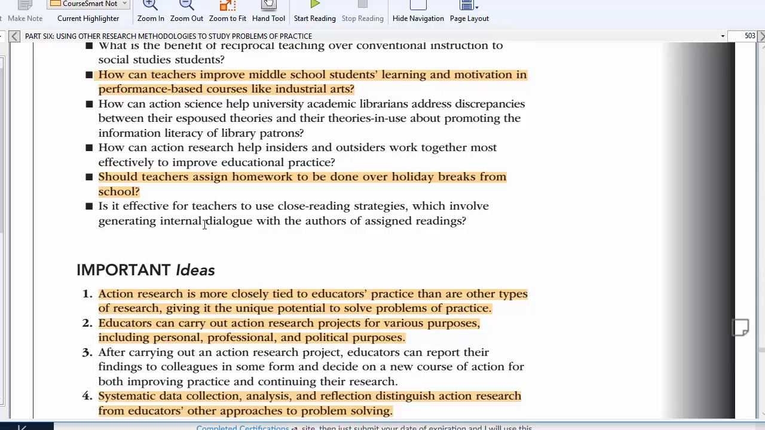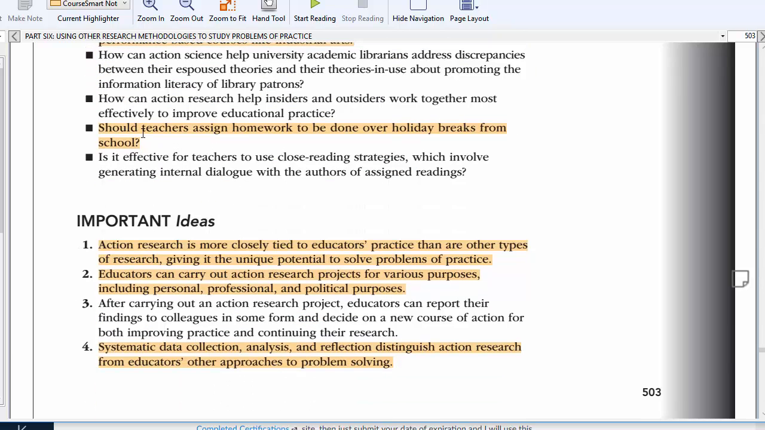Third bullet here that I've highlighted: should teachers assign homework to be done over the holiday breaks for school, or should homework be assigned, period? One of you mentioned in your introduction to each other that you were really interested in this idea about homework. There is some very good research that says homework works when it is constructive and not repetitive and really addresses problems that use the skills discussed in class. But if students don't do it, it's impossible for it to work. Anyway, I digress. That might be a topic that some of you are really interested in.